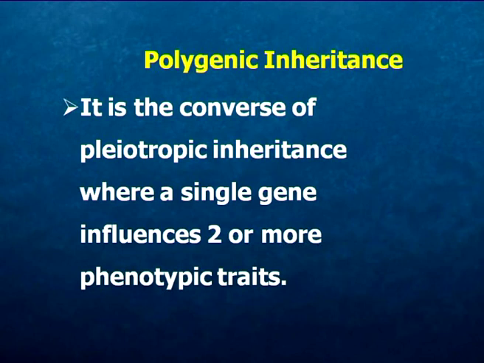It is the converse of pleiotropic inheritance, where a single gene influences two or more phenotypic traits. ఇందాక చెప్పాను మీకు, ఇది దానికి విరుద్ధం. అంటే పాలీజీన్స్లో అనేక జీన్స్ ఒక లక్షణం యొక్క బహిర్గతను ప్రభావితం చేస్తే, ఇక్కడ ఒక జీన్ రెండు అంతకంటే ఎక్కువ లక్షణాల బహిర్గతను ప్రభావితం చేస్తుంది అని అర్థం ఇక్కడ. Now, human skin color inheritance, let us see.